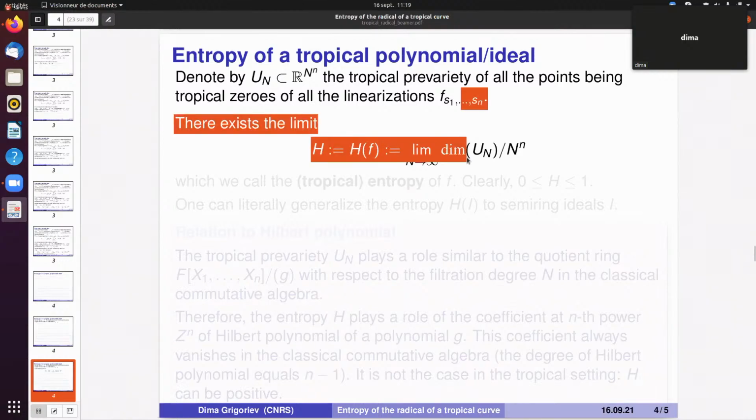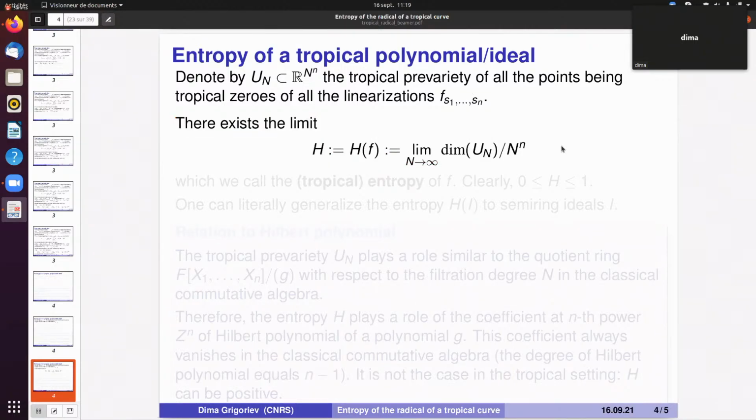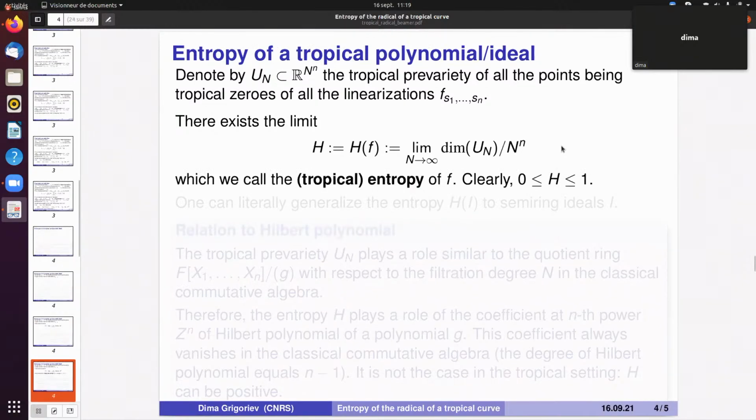So this limit gives the asymptotics of the components. And we call it tropical entropy. Clearly, this is a real number between 0 and 1. First of all, why does this limit exist?